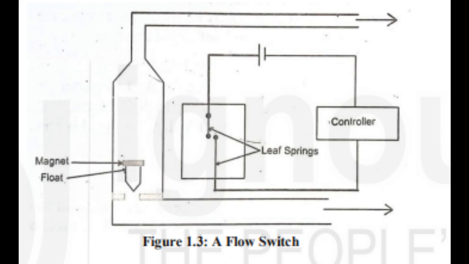Typically, the switch is a reed switch, which consists of two leaf springs sealed in a glass. These leaf springs come together when subjected to a magnetic field. This closes the circuit, providing an input signal to the controller. Look at the screen, Figure 1.3, a flow switch.